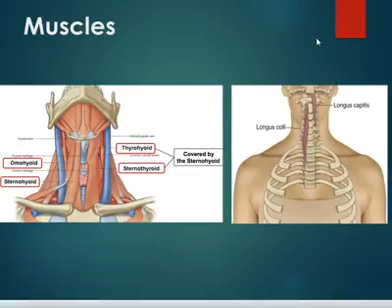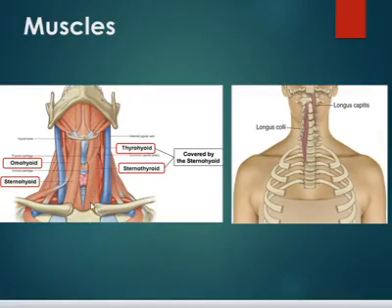Muscles which are seen at the level of thoracic inlet are longus colli muscle, sternohyoid muscle, as well as sternothyroid muscle. Longus colli muscle basically originates from C5 to T3 vertebrae and is inserted on atlas vertebra, which is first cervical vertebra.